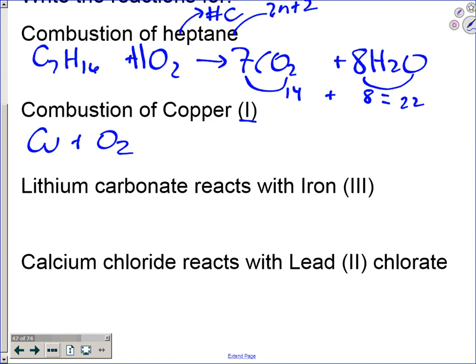Thank you, because we do not write the charge up front. It's only going to be utilized in a crisscross fashion. Makes what? So Cu2O, good. Copper had a 1 plus charge, and oxygen always has a 2 minus. Crisscross, this is copper 1 oxide. It still is the name copper 1 oxide. And then I need to balance this out. What do I need, guys?